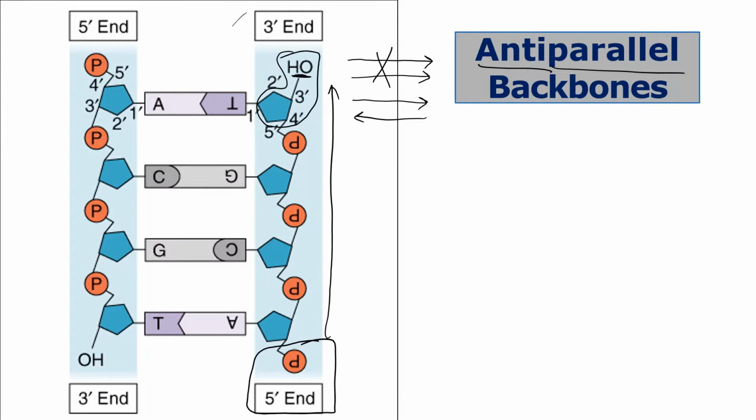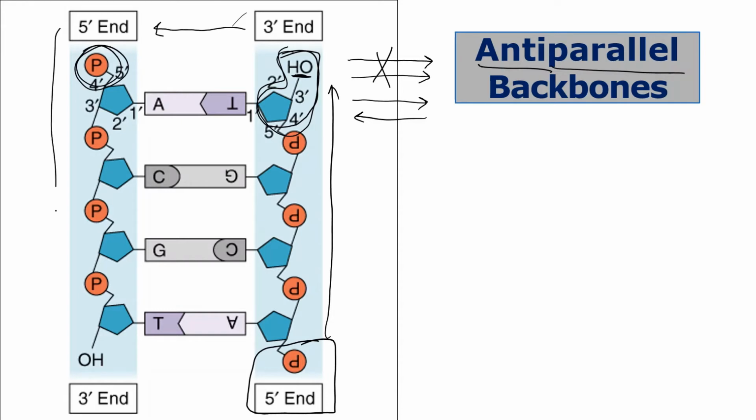So 5' is phosphate, 3' is sugar. However, if you head over this direction, notice there's not another 3'. These are not parallel structures. These are anti-parallel. So if you find a sugar on this end, 3', you should find a 5' phosphate on this end.